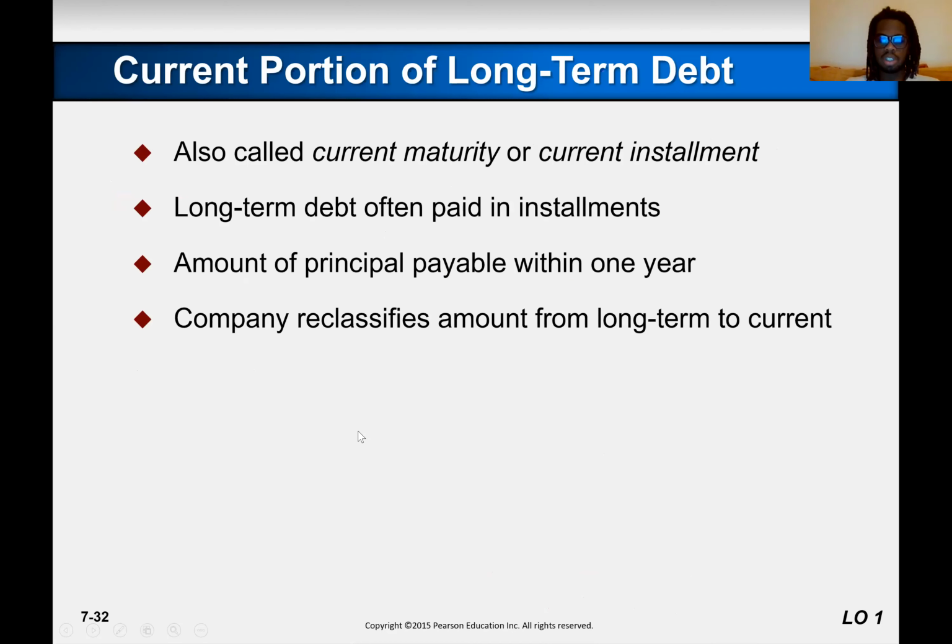Now the last one is current portion of long-term debt. It means that part from long-term liability that we have to pay this year. Another name for this is current maturity or current installment. A long-term debt is often paid in installments, so that yearly installment we call current portion of long-term debt. These are current liabilities, not long-term liabilities, because they are due in 1 year.